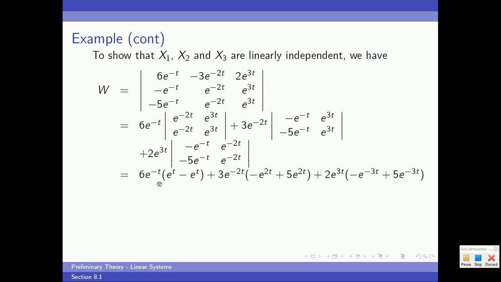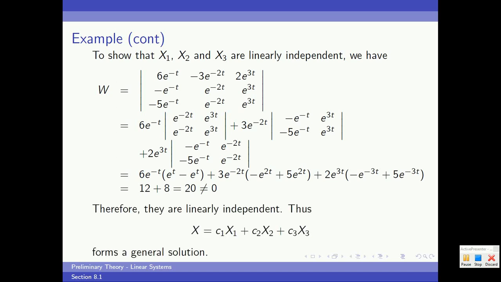So multiplying it all out, combining like terms, I get that this is actually just 12 plus 8, or 20. It's not equal to 0, which means that they're linearly independent. Since they're linearly independent and they're all solutions, then C1x1 plus C2x2 plus C3x3 form a general solution.